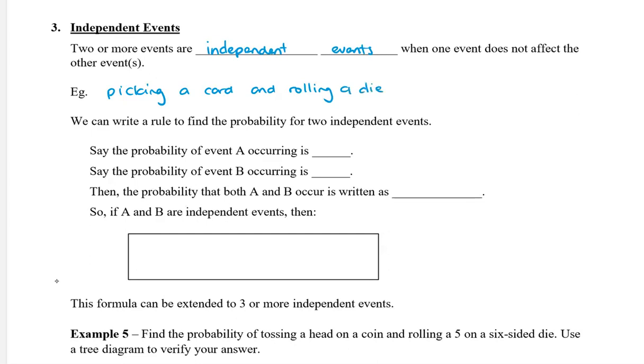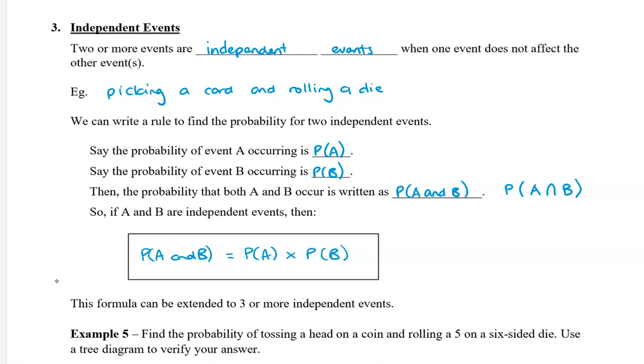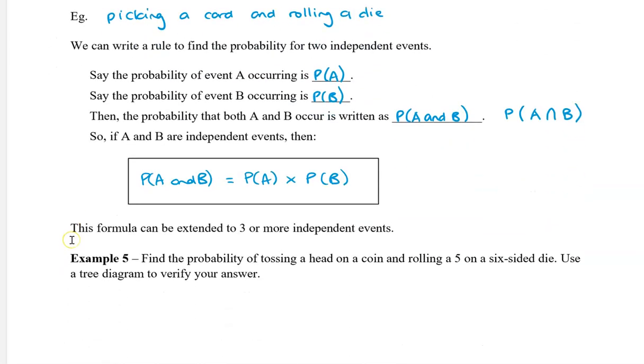So we can write a rule to find the probability for 2 independent events. So let's say the probability of event A occurring is the probability of A, P of A. Say the probability of event B occurring is P of B. Then the probability that both A and B occur is written as the probability of A and B. You might also see a set notation that looks like this, A with an upside down U and B. So if A and B are independent, meaning that one does not affect the other one, then we get this rule that we can take the probability of A and multiply it by the probability of B. And this formula can be extended to 3 or more independent events.